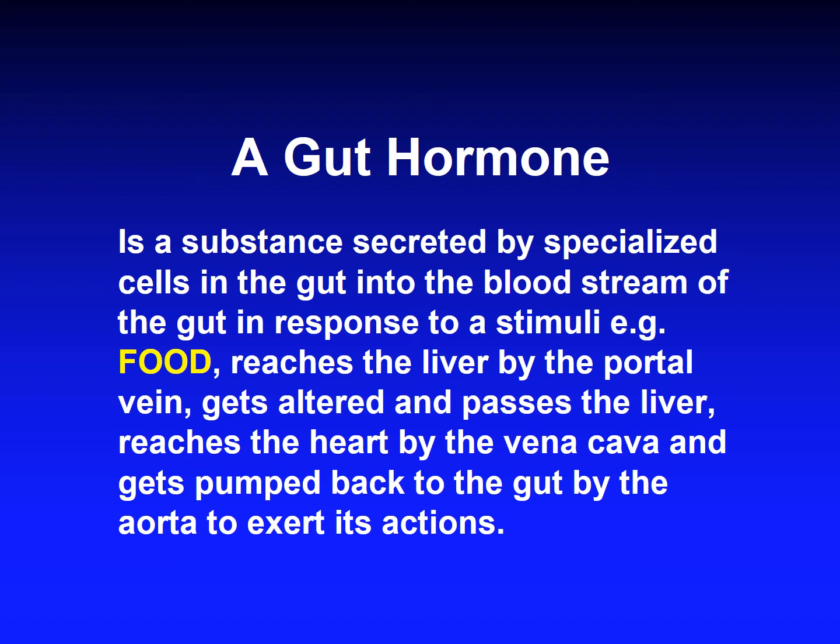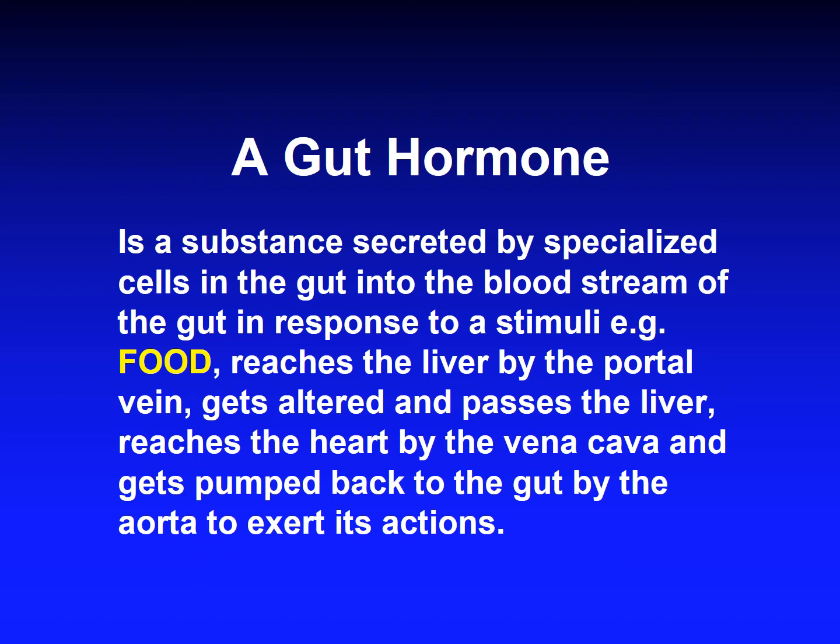Where it gets altered in the liver. And then it passes the liver to go and reach the heart by the vena cava. After that, the heart pumps it back to the gut. Of course, to other organs as well, but we are concerned about the gut here. So it gets pumped back to the gut to basically produce its action.